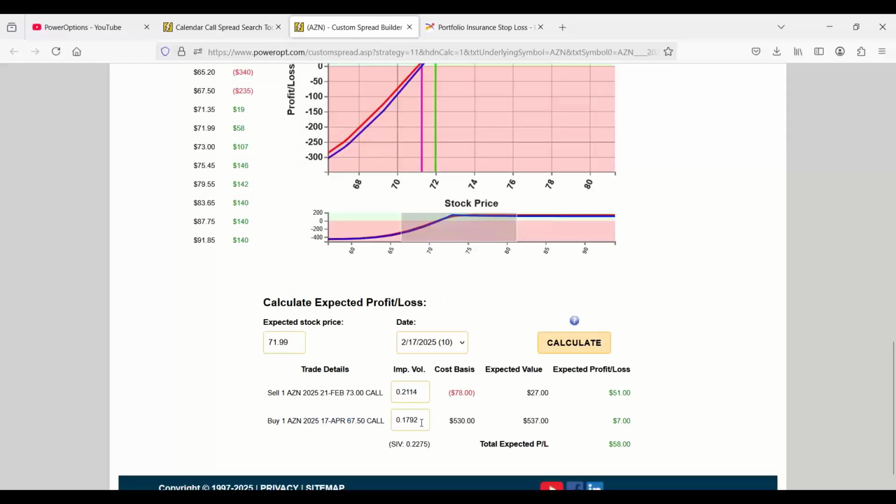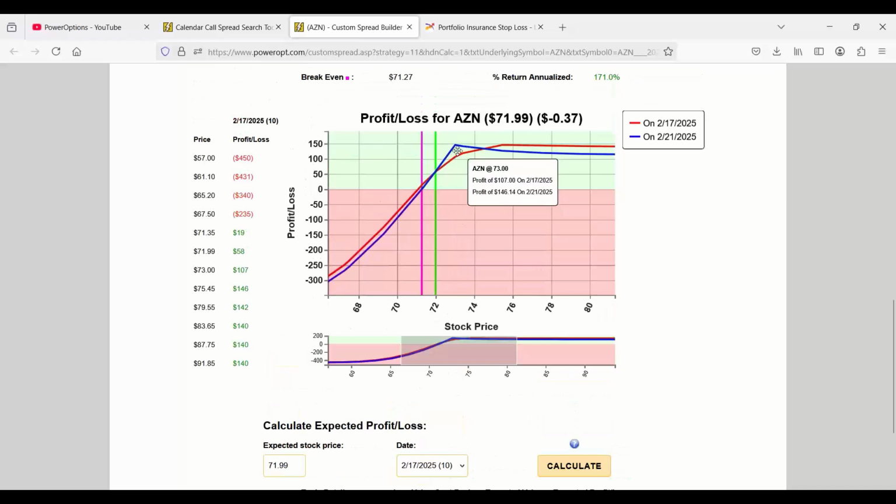If certain things such as implied volatility change, these are pretty low, so I don't think we have to worry about too big of a shift there. But if those implied volatilities drop, your return would be lower.